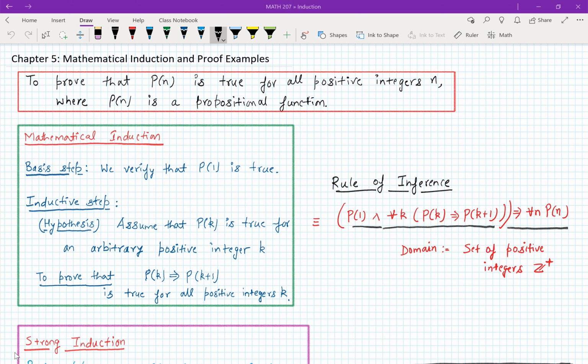Today we're going to learn about mathematical induction. This is a topic which we have been studying for the last two lectures. We're going to look at some more proof examples and then we're going to conclude this topic.